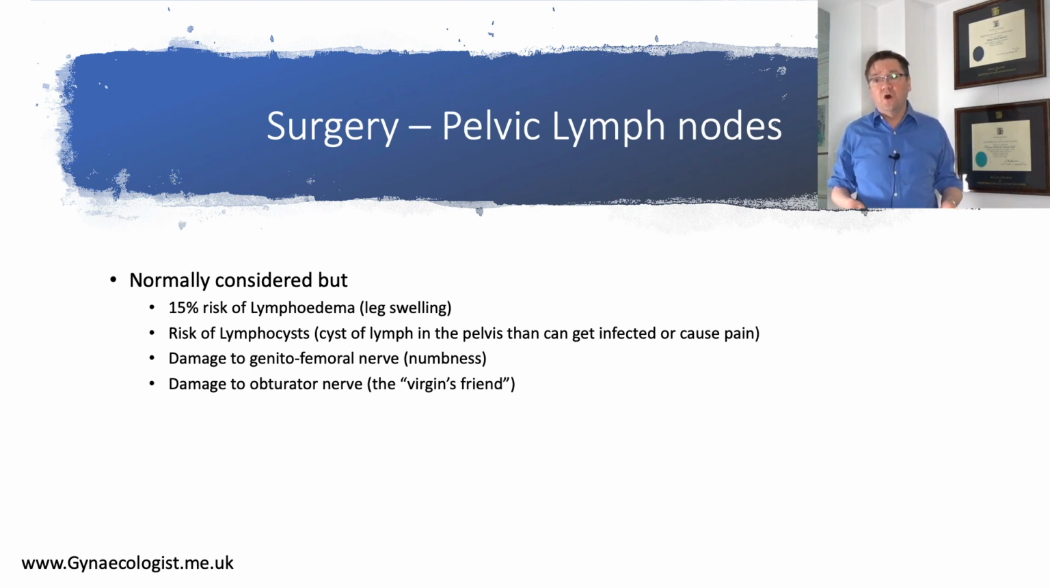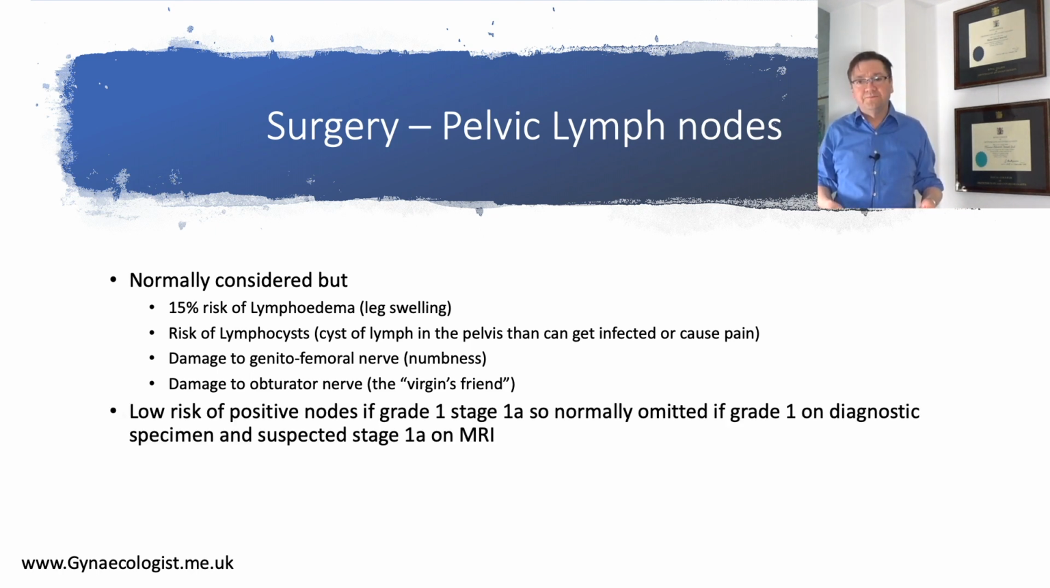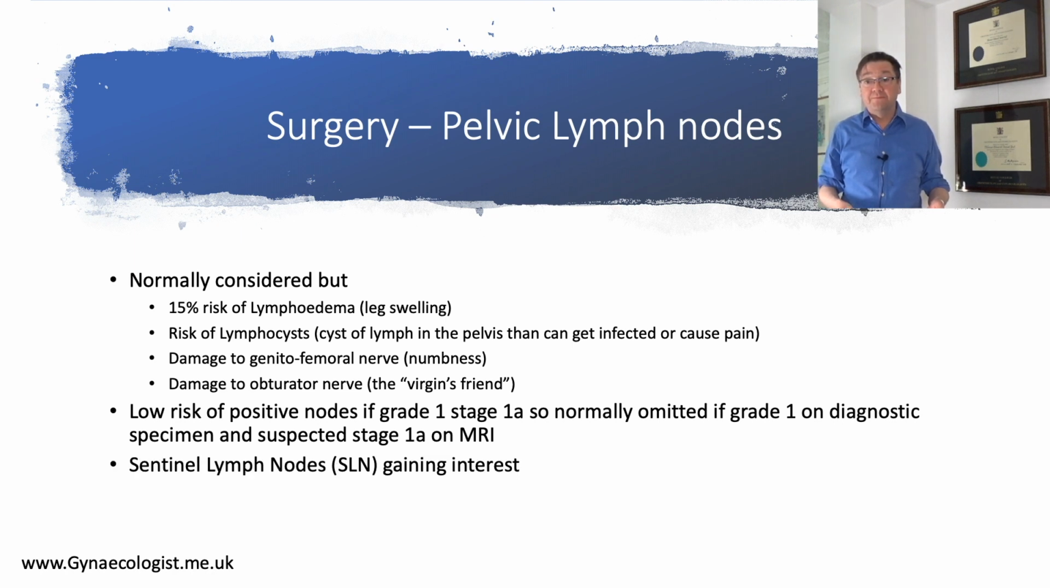You can damage the obturator nerve. Now, the obturator nerve, I always learnt at medical school, was the virgin's friend. It's involved in keeping your legs together, and that can cause weakness in doing that. There's a low risk of positive nodes if you've got a grade 1 stage 1A lesion, so it's normally omitted in grade 1 lesions, which are grade 1 on the diagnostic specimen at hysteroscopy and suspected stage 1A on MRI.